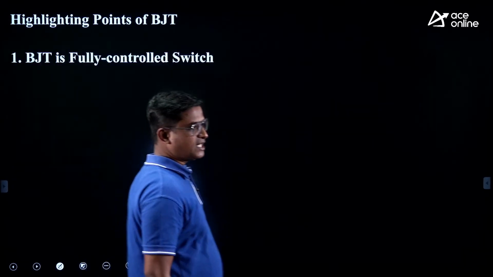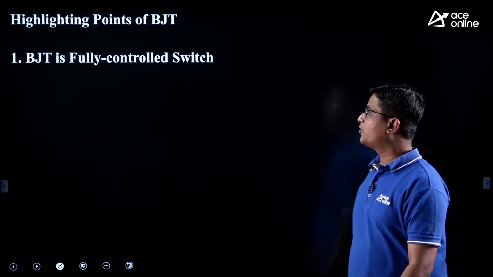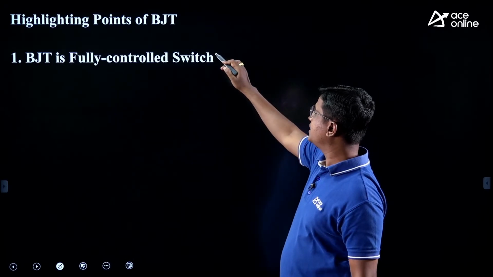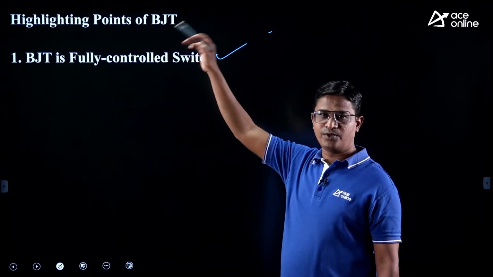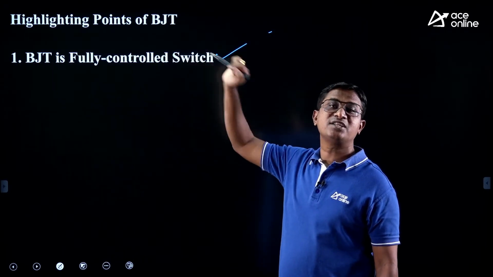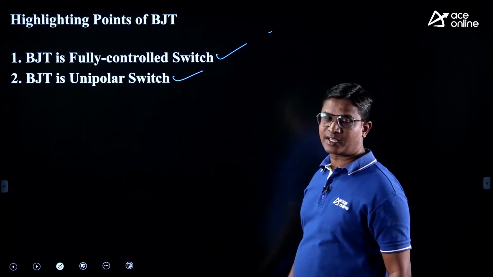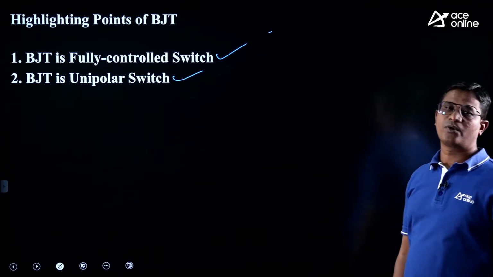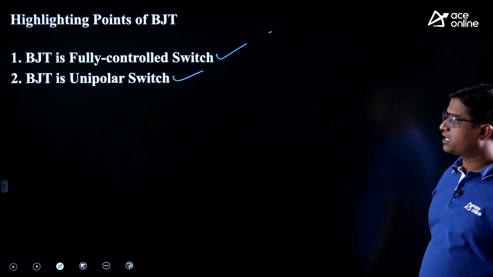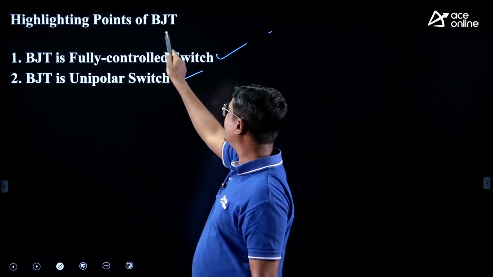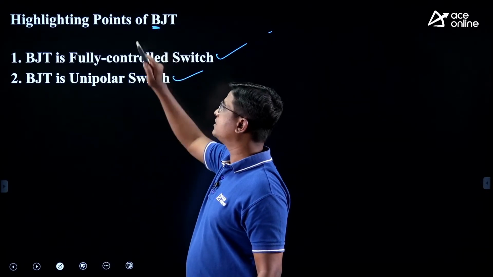Highlighting points about the BJT. BJT is a fully controlled, current controlled device. Base current controls the BJT's operation. Next, it is a unipolar device, okay, it can block high value of forward voltage. Be careful, here we are having bipolar junction transistor, right?